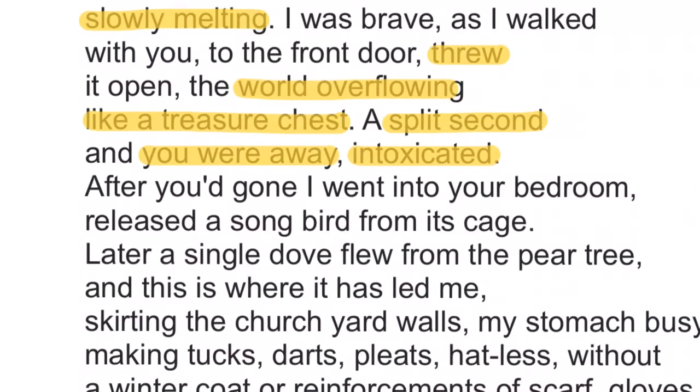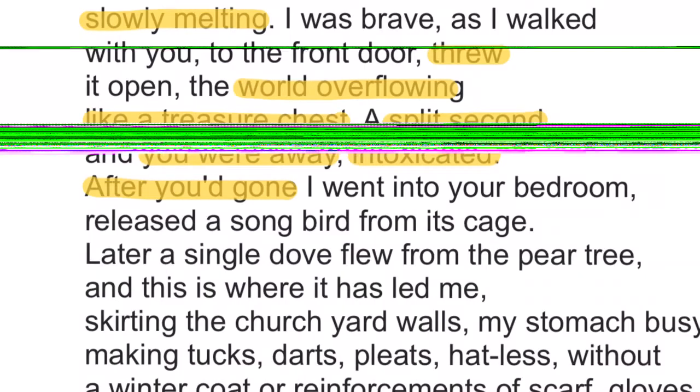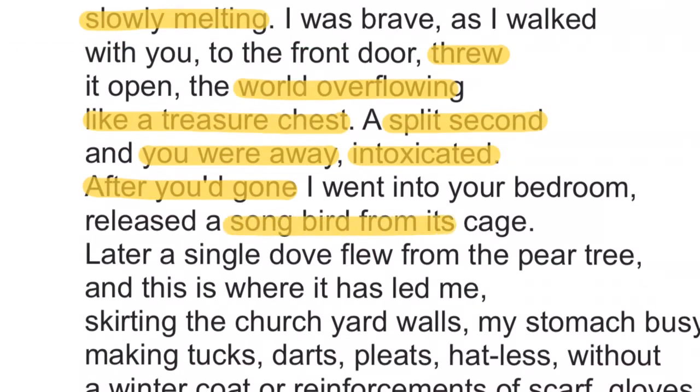If we follow this reading through, then "after you'd gone" is again a euphemism for death, as well as the literal description of his leaving. "I went into your bedroom, released a songbird from its cage." So this is obviously symbolic. It could symbolise his soul being released from a cage. So in death, his soul has been released. It's very unlikely to be an actual bird because of the word "a" here. And he's not likely to have more than one bird in a cage in his bedroom.